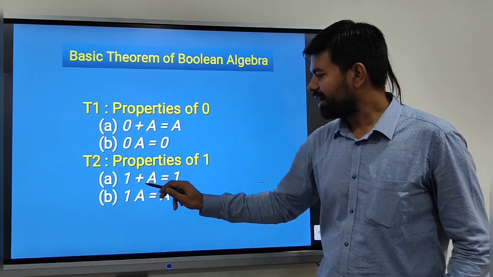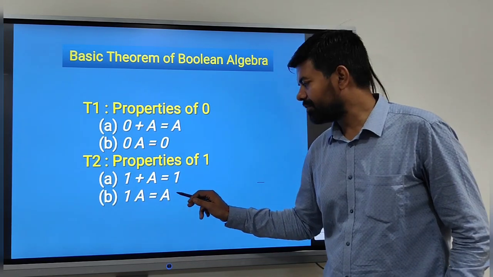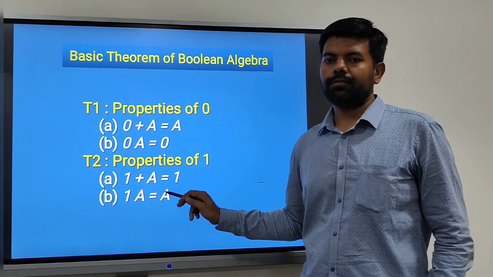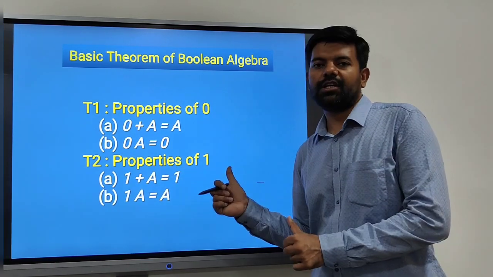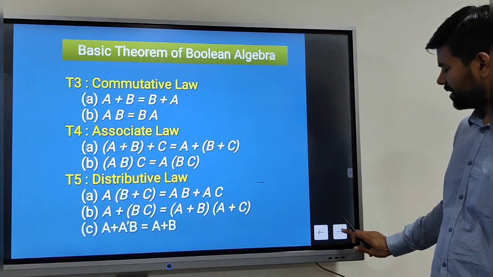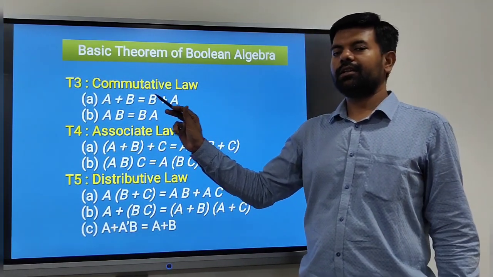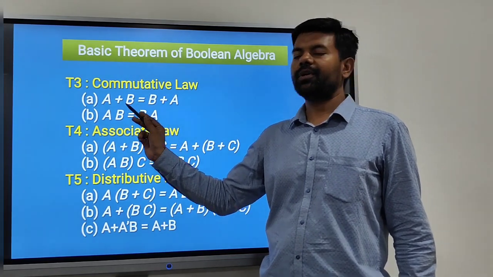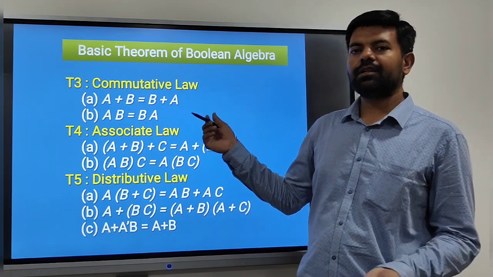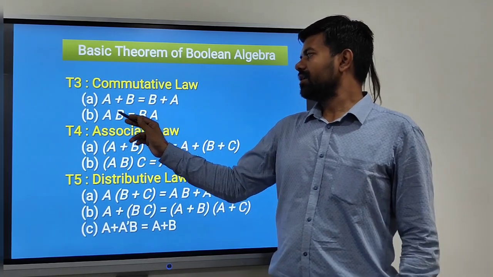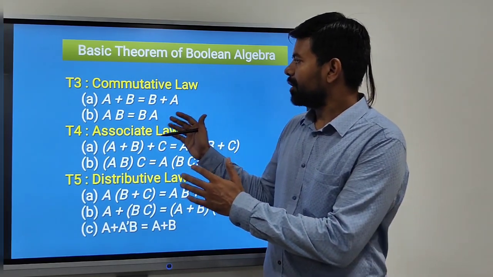So when we have 1 multiplied by any variable, the variable comes in the output. In the addition, if we add any variable to 1, we will get 1 as the output. The next theorem is the commutative law, that is, we can change the position of the variables. See, a plus b equals b plus a; we change it and it gives the same output. A dot b equals b dot a. This is known as the commutative law.